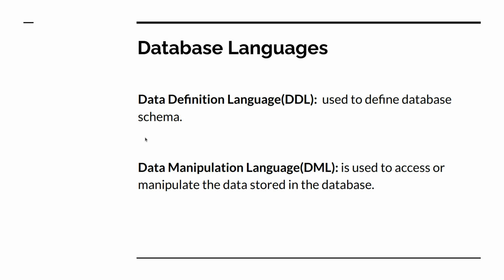On the other hand, data manipulation language or DML is used to access or manipulate the data stored in the database, like inserting records into the database, updating existing records, fetching existing records, deleting existing records, and so on. We heavily use the data manipulation language. Why? Once we define our database and create a table in it, the rest of the work is using the data manipulation language for creating records, deleting records, updating records, and so on. And that's it for this lecture.